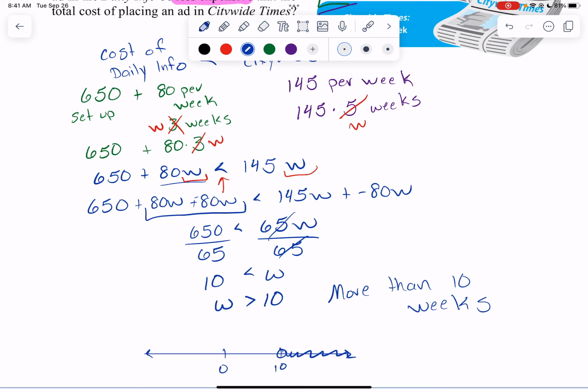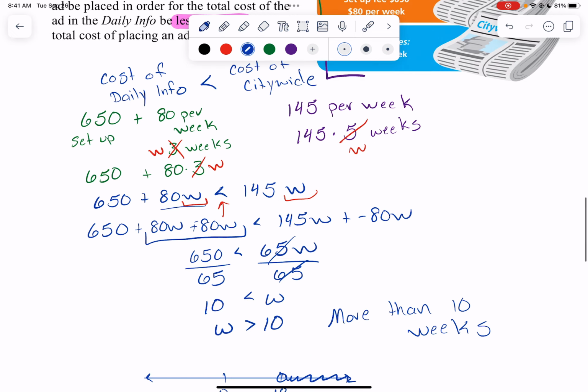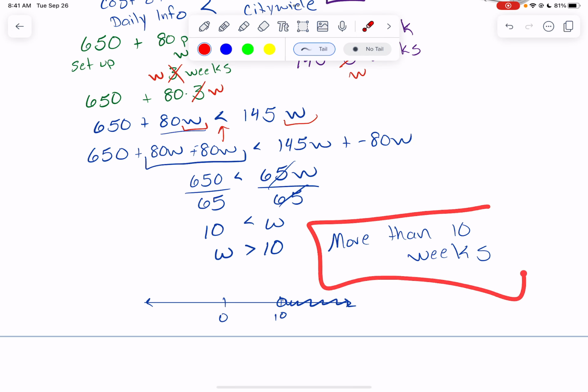So for anything more than 10 weeks, if I'm going to advertise for more than 10 weeks, then Daily Info is the way to go. If I'm going to do it for less than 10 weeks, then I should use Citywide. Okay, so more than 10 weeks.